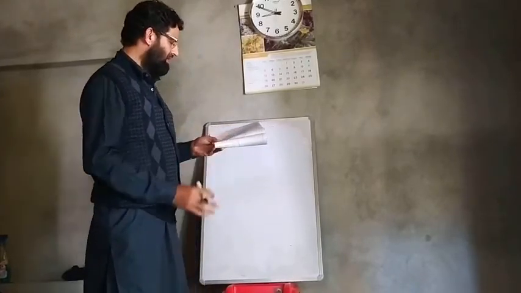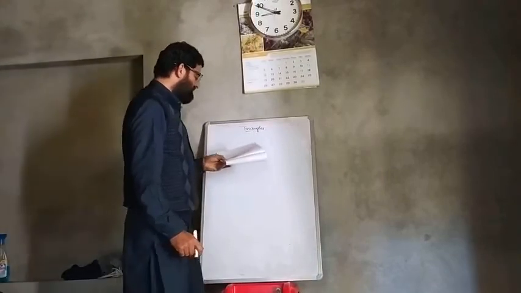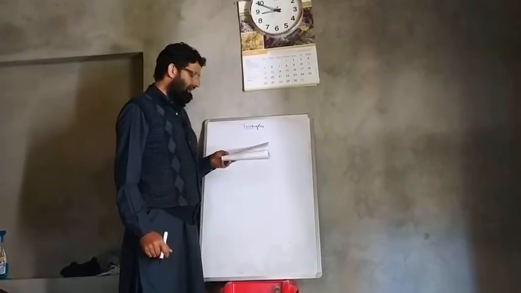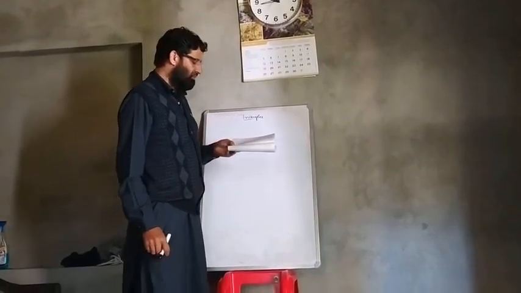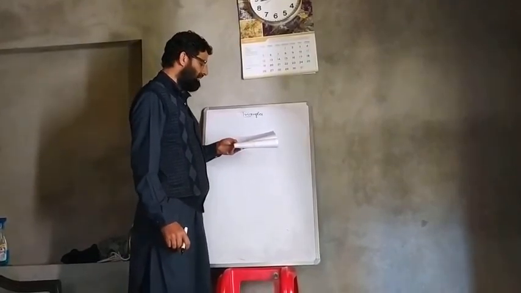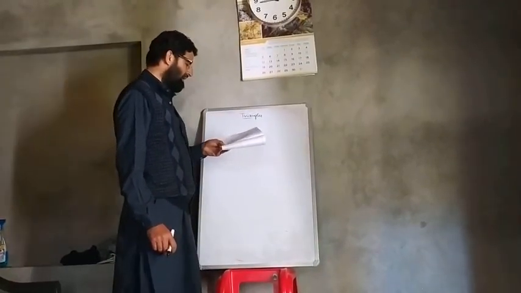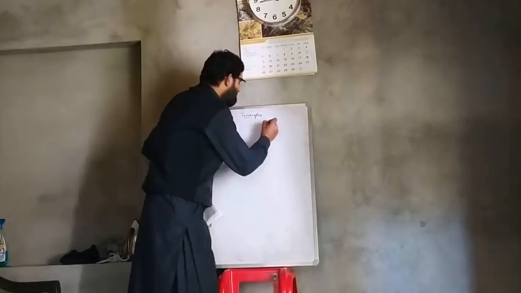Question number 3 reads, in the adjoining figure, if LM is parallel to CB and LN is parallel to CD, prove that AM divided by AB is equal to AN divided by AD. The figure is like this.